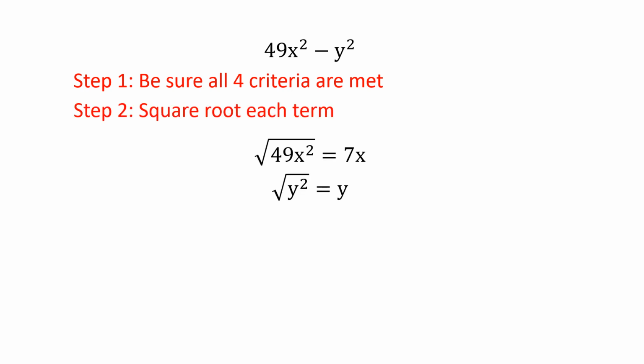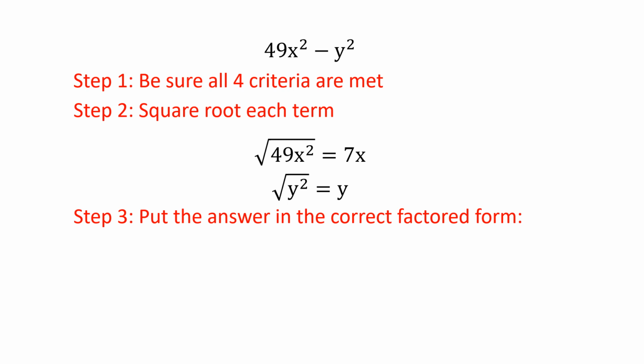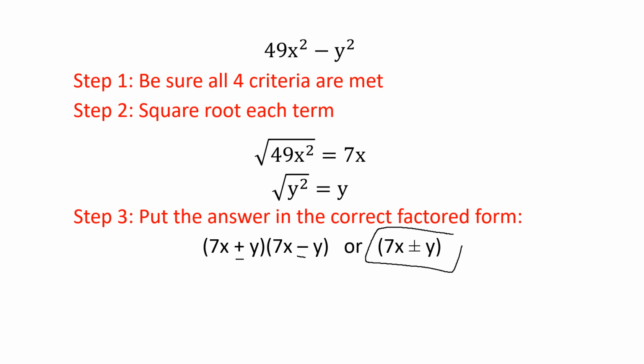The square root of 49x squared is 7x. Square root the whole number. Divide the exponent by 2. 2 divided by 2 is 1. Square root of y squared is y. And then I simply put it in the correct factored form. I can either do first term plus second term, times first term minus second term, or plus or minus. And that is it on these. Factoring the perfect square is easy.